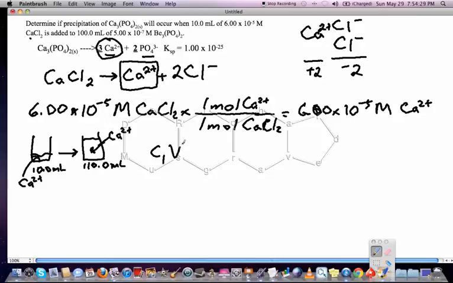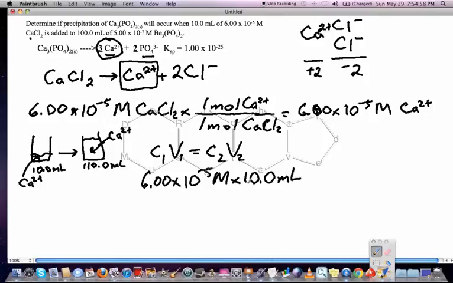Now the formula we use to calculate concentrations after dilution is C1V1 equals C2V2. So what we've got here is the concentration in the 10 ml, which is 6.00 times 10 to the negative 5 molar, times 10.0 mils over here. So this is the concentration in the 10 ml solution, and what we're looking for is C2, the new concentration in the new volume, which is 110.0 mils.